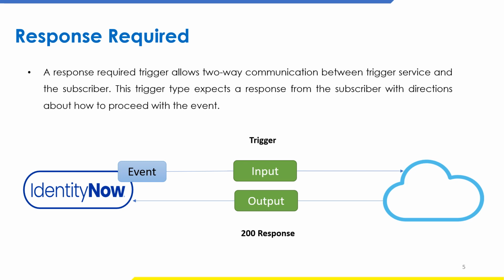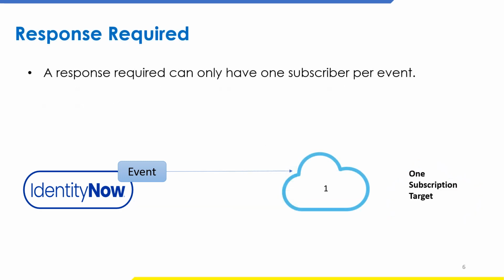For example, the access request dynamic approval event trigger will send the subscriber details about the access request, and the subscriber may respond to the trigger with the identity ID to include in the approval process for an access request. When we trigger the external webhook, we wait for the response from the webhook. Once we receive a response in IdentityNow, we consider that this trigger is completed. As you see here, for a response required trigger, we can only have one subscriber per event.